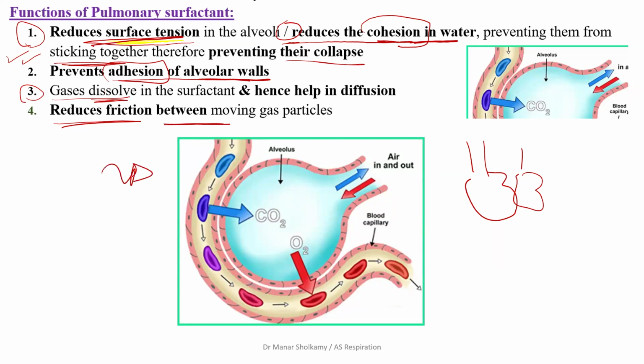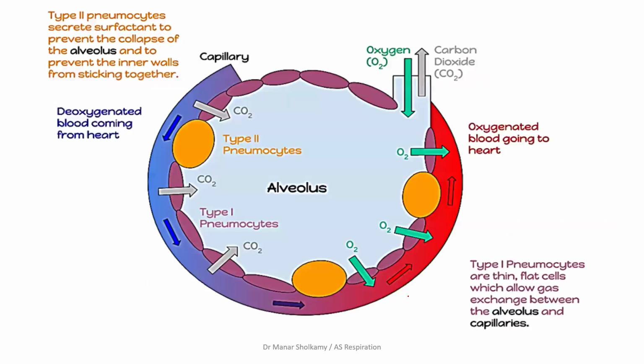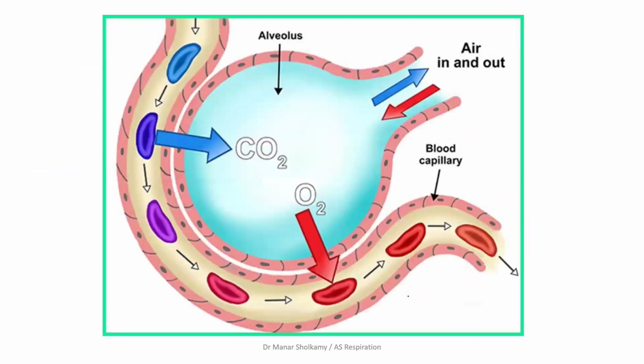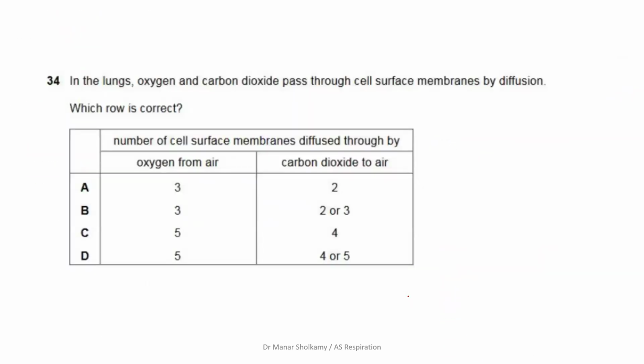Now, this picture, you will see it in paper 1, and they will ask you a very tricky question. How many layers or cell membranes does the oxygen need to pass in order to reach the inside of the red blood cell? I want to show you this question. It's very common. Here, I gave you the answer.